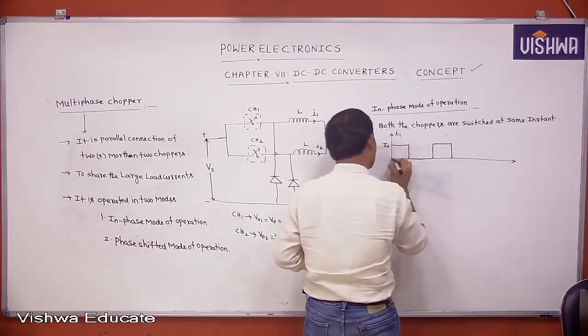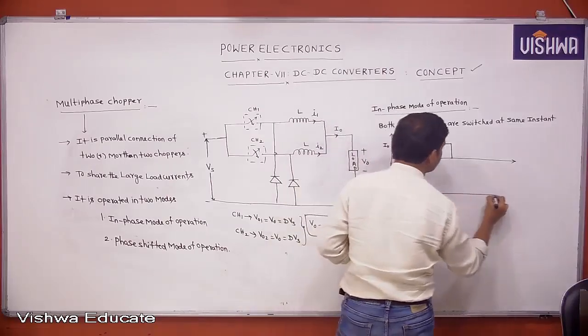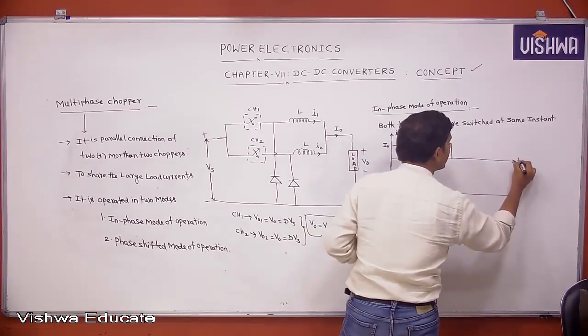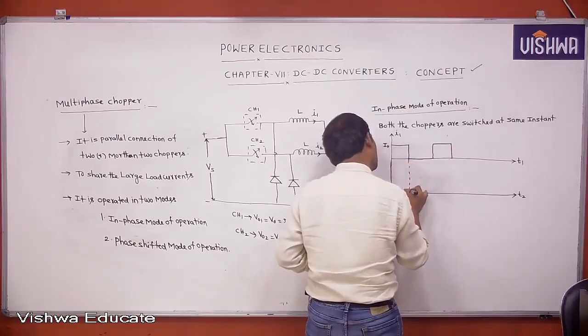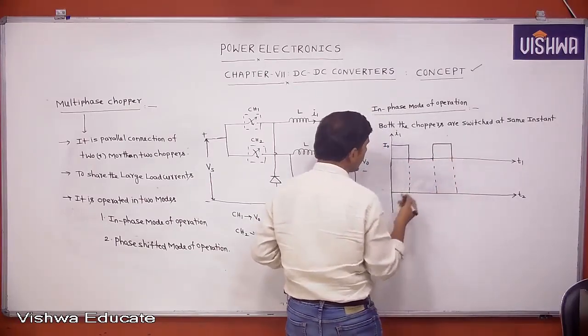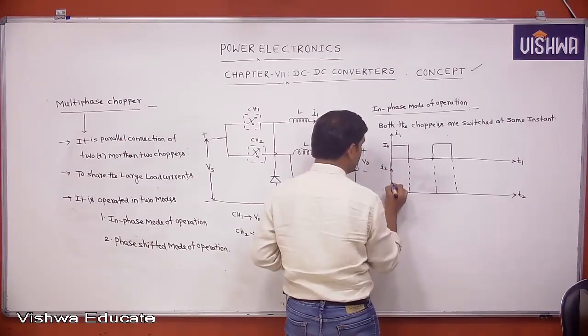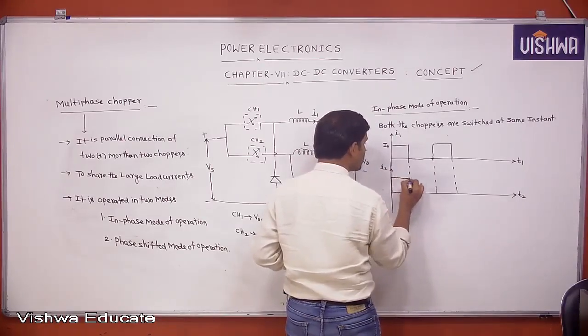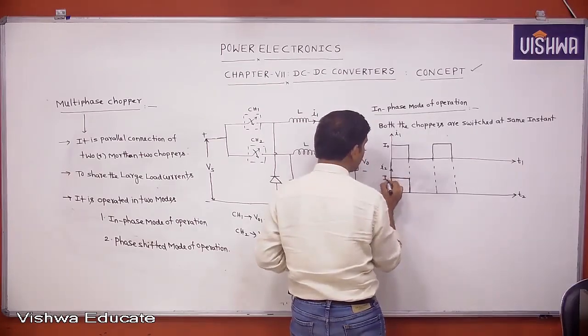Like this we can switch. With respect to chopper 2, neglect the ripples. We are assuming that the chopper is supplying a constant current to the load. With respect to chopper 2, it is also switched at the same instant. This I2 is also supplying I0.